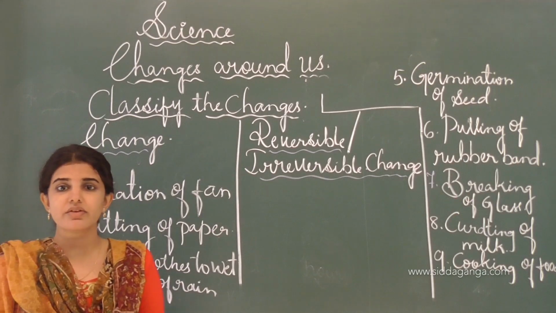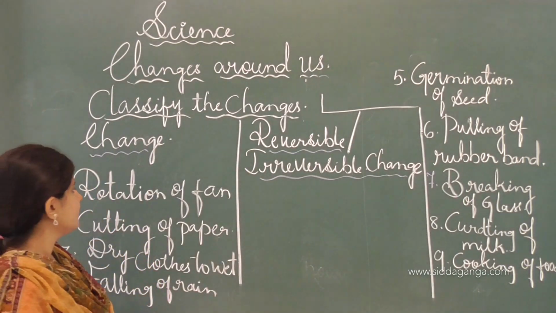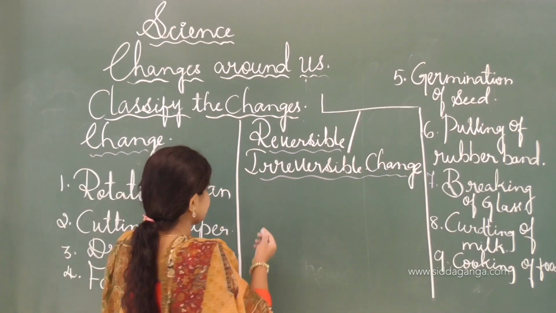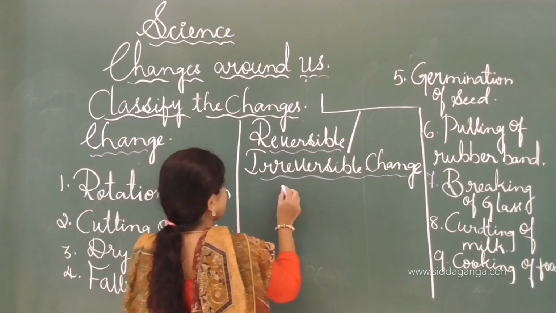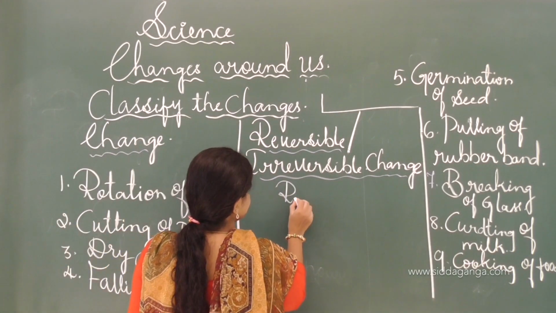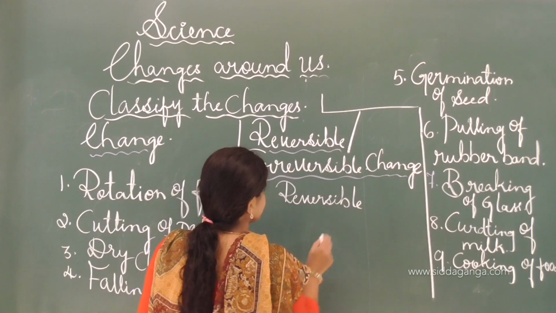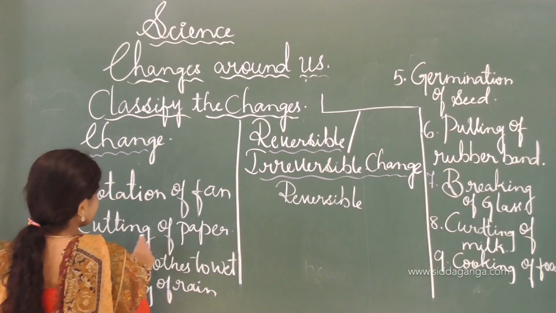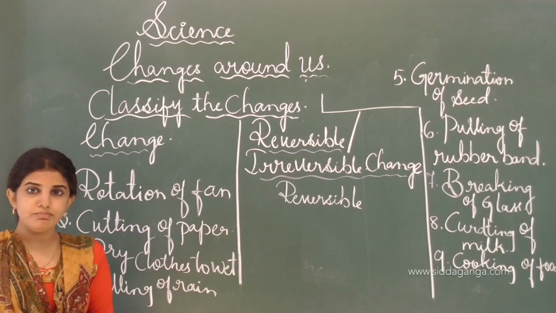This one is an irreversible change. See, rotation of a fan, we can control it by the switch of the fan. So it is a reversible change. And the next one is cutting of the paper. See, cutting of the paper, we can easily cut it, and after the cut it is an irreversible process.